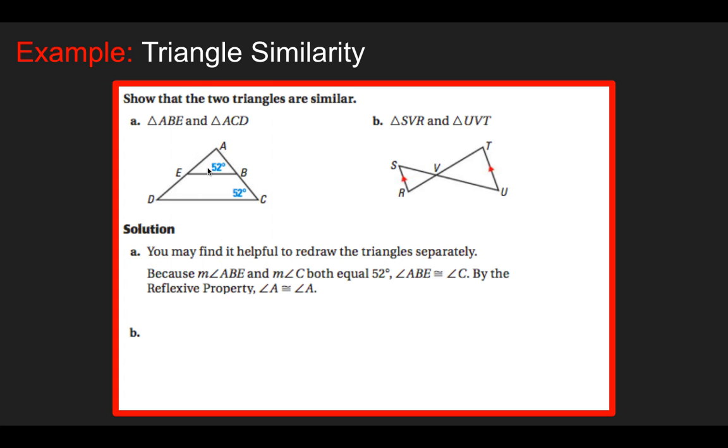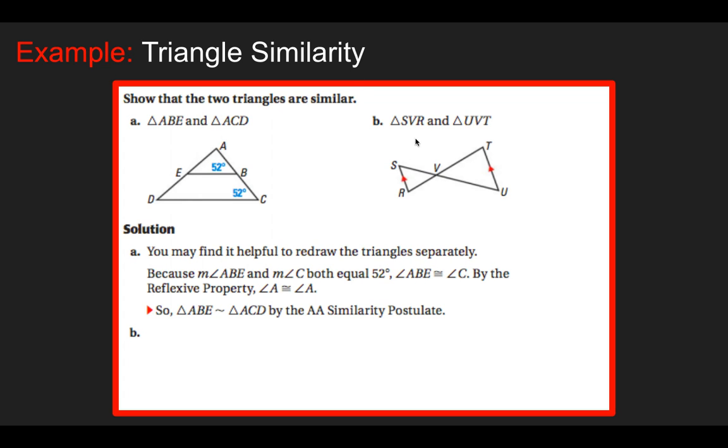Notice that because the measures of angles ABE and ACD are both 52, they're congruent to each other. And notice that both triangles include the measure of angle A. Therefore, triangles ABE and ACD have to be similar by the angle-angle postulate. Again, we're looking for those two angles that are congruent in the two triangles.